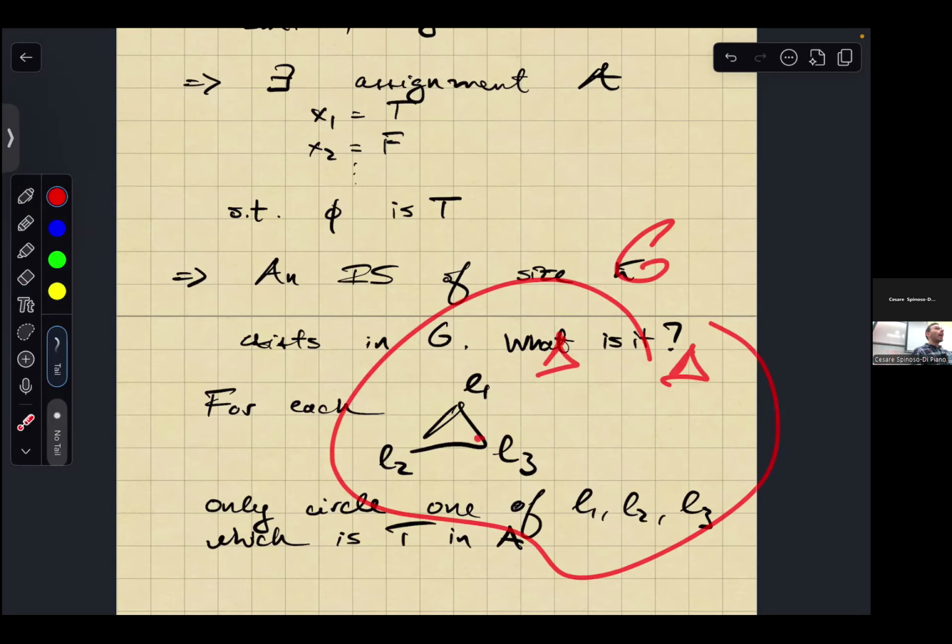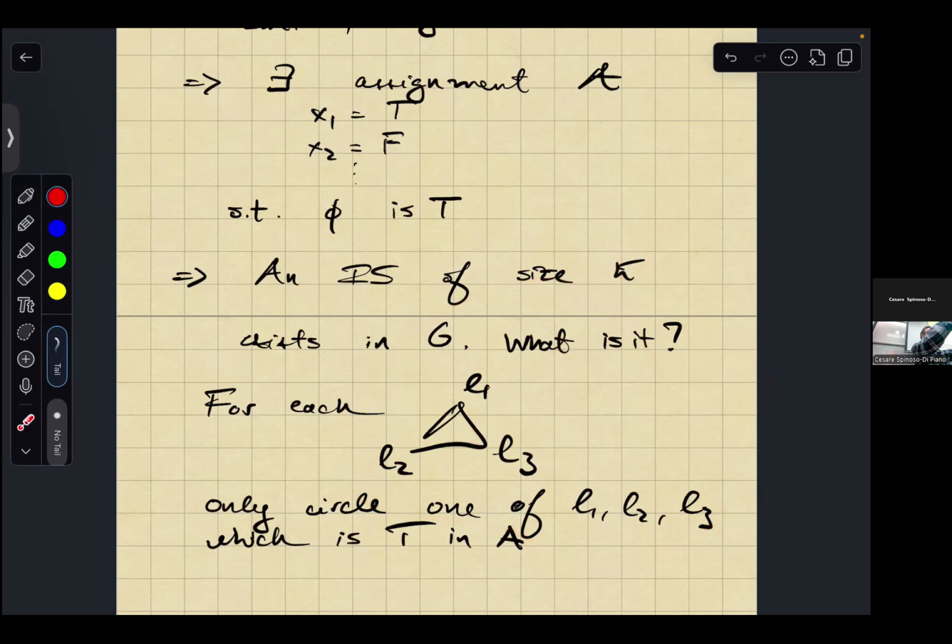I go through each of the triangles, each triangle corresponds to a clause. For each clause, there must be at least one of the literals that is true, because it's a conjunction, right? So it's clause 1 and clause 2 and clause 3 and so on. So each of the clauses has to be true. If each of the clauses has to be true, at least one of these literals for each clause has to be true. So I just pick one of them, right? I don't pick two, because if I pick two, then I don't have an independent set. I just pick exactly one, right? And I definitely can do this because I know that I have a 3-SAT solution, right? Nice, right?